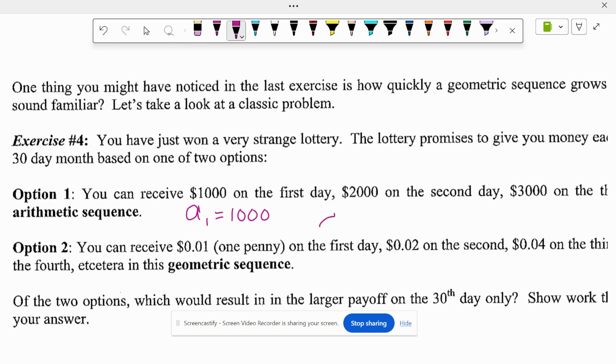And I'm adding, my common difference is 1,000. Every day they're adding 1,000 more, right? Does that make sense? Okay. Let's look at option 2.